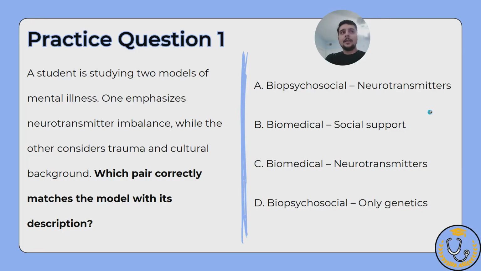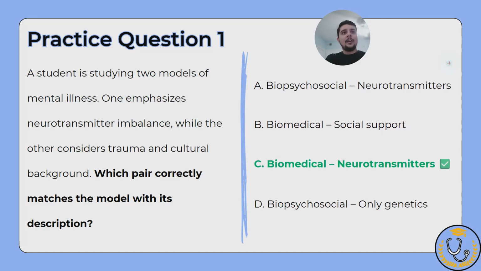Take a couple seconds, think about it, choose your answer. And here we go in 3, 2, 1. And our answer here is the biomedical matches up with the neurotransmitter. Remember, biomedical means physiology, genetics, things that are tied to the body. Solutions to biomedical-based problems focus on providing patients with medications that will then, for example, solve a neurotransmitter imbalance.